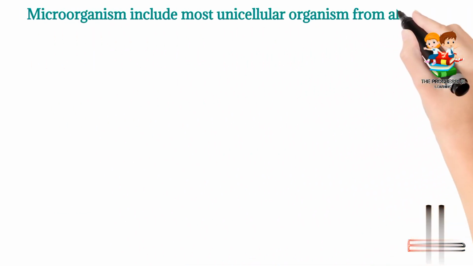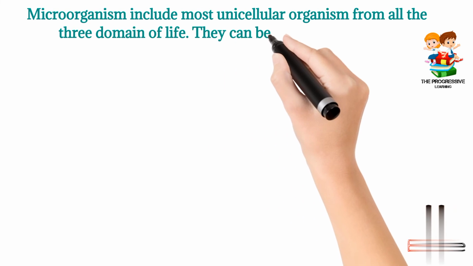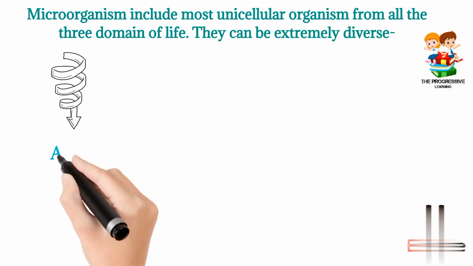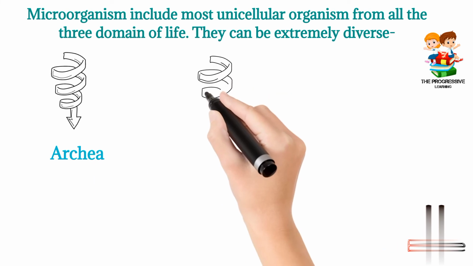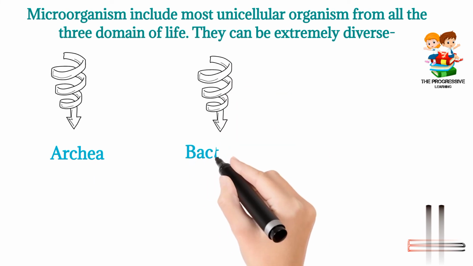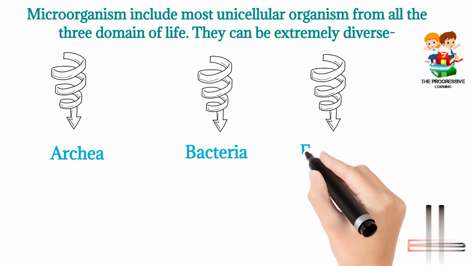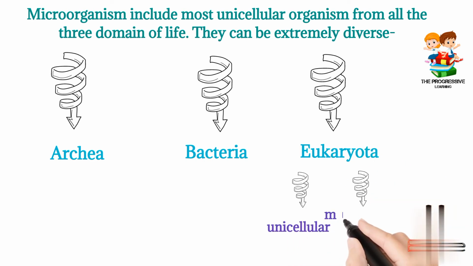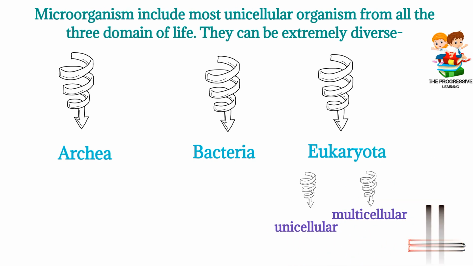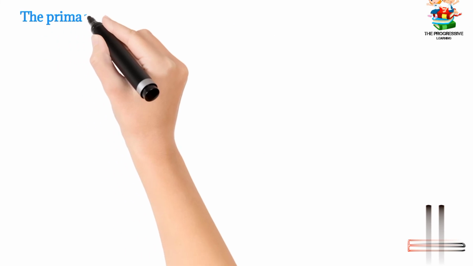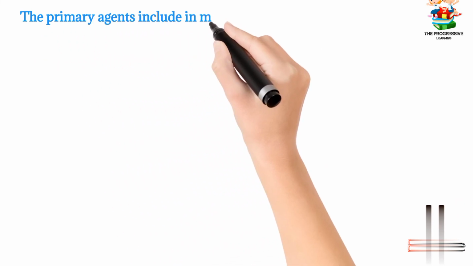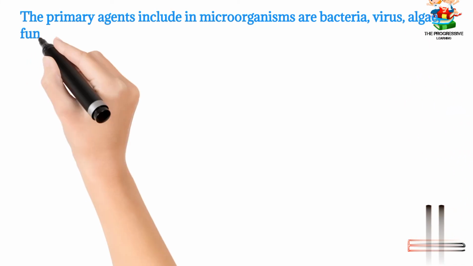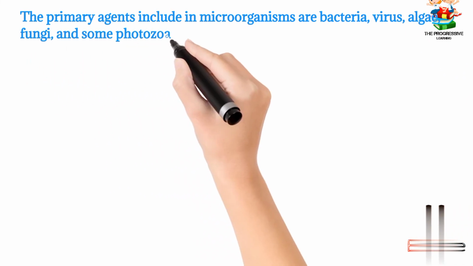Microorganisms include most unicellular organisms from all three domains of life. They can be extremely diverse. They contain organisms from archaea, bacteria, and eukaryota. But from eukaryota, they contain both unicellular and multicellular organisms. The primary agents included in microorganisms are bacteria, viruses, algae, fungi, and some protozoa.